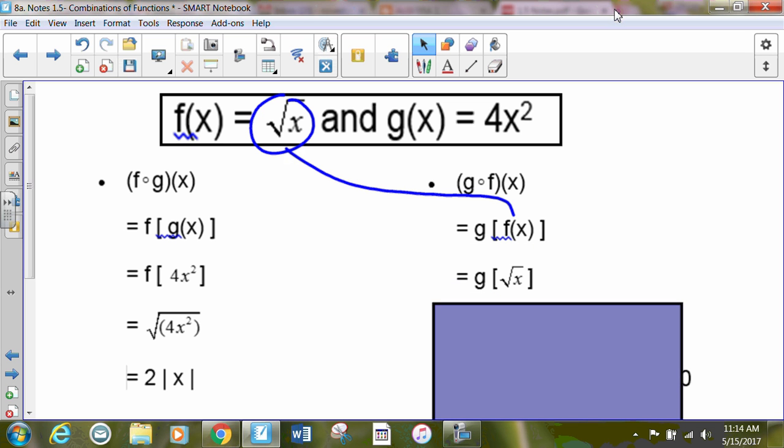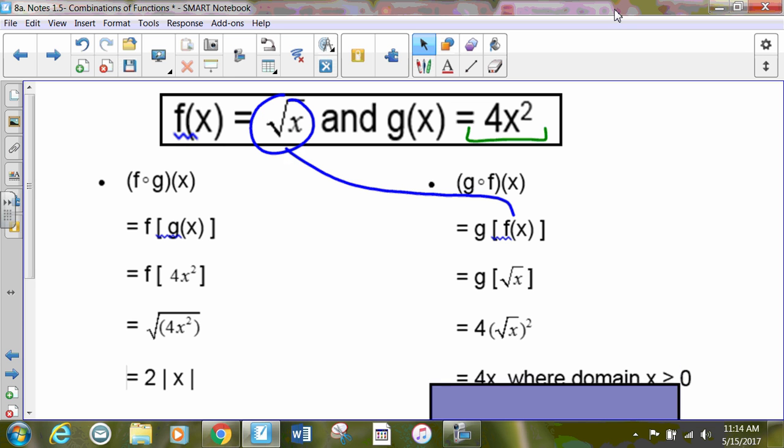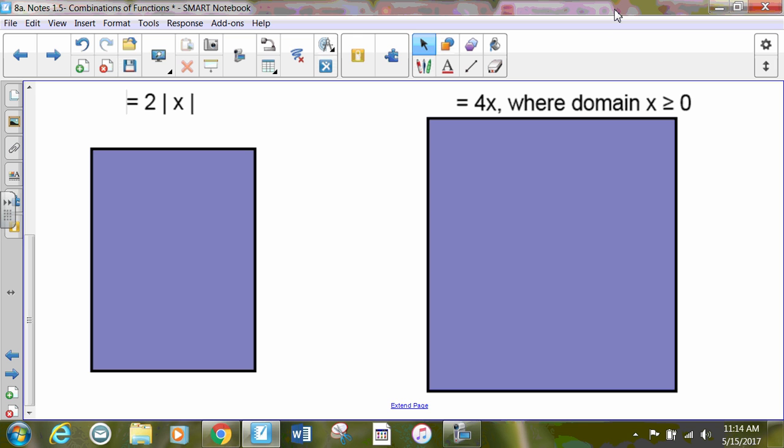So we have g of square root of x. And we're going to remind ourselves that g, the function g, is 4x squared. So that means that when we see x squared, we're going to plug in a square root of x. And that's what we did. We saw 4, we wrote a 4. We saw an x squared. Nope, we're not writing x anymore. We're writing square root of x. So we know square root of x squared is just x, so we have 4x.